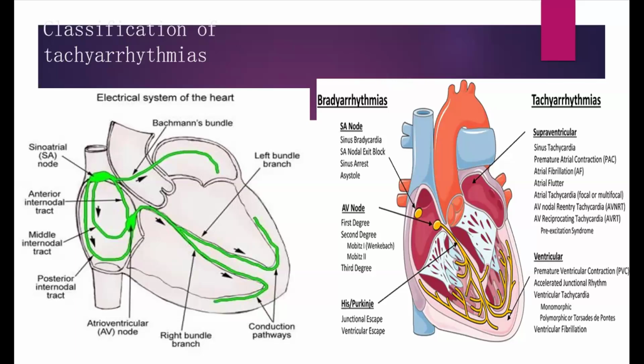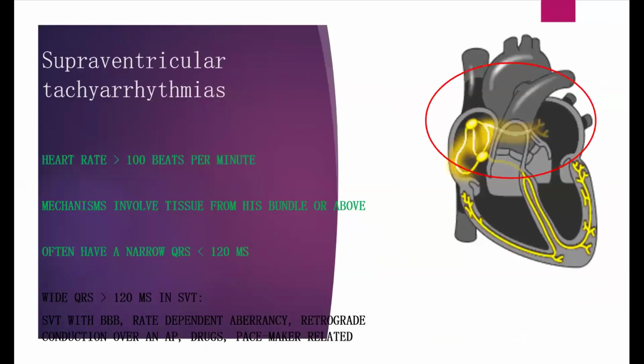For ventricular tachyarrhythmias, we have ventricular tach, which can be monomorphic or polymorphic, and then you have ventricular fibrillation. So we're going to talk about ventricular tach and ventricular fibrillation. So that is the cutoff, the His bundle. Anything above the His bundle is supraventricular tachycardia. Anything below the His bundle is ventricular tachycardia.